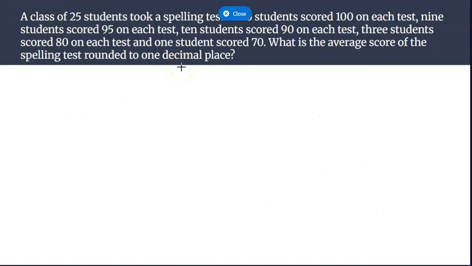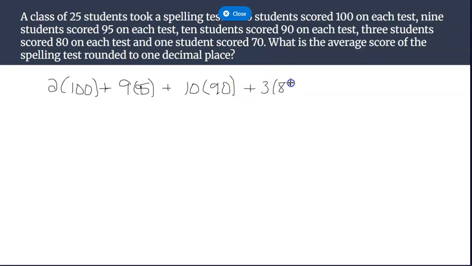All right, then we have another one here. A class of 25 students took a spelling test, and a certain number of students said 2 students scored 100 on the test. So I'm going to keep track of this as we go. 9 scored 95. 10 scored 90. 3 scored 80, and 1 student scored 70.